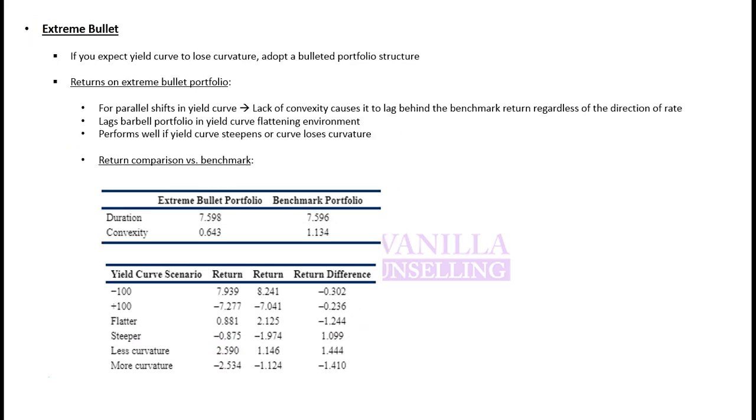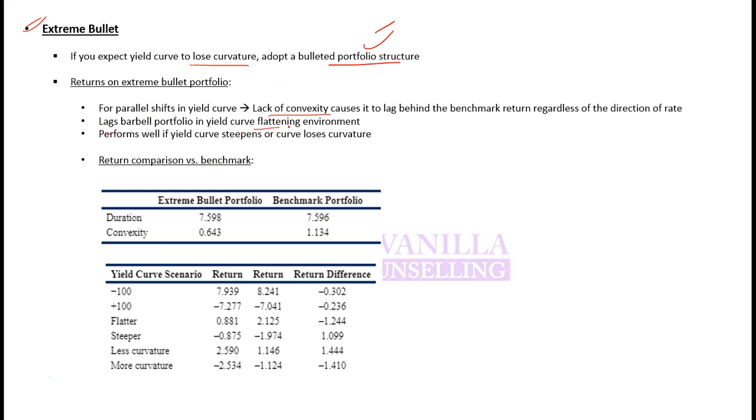Moving on, another type, extreme bullet. If you expect the yield curve to lose curvature, when would extreme bullet be useful? It will be useful in those cases where extreme barbell is losing out. So if you expect the yield curve to lose curvature, then the bulleted portfolio structure is better. For parallel shifts in the yield curve, it has a lack of convexity. As it has a lack of convexity compared to barbell, it will lag behind the benchmark return. Its return will be lower. Why? Because its convexity is lower.